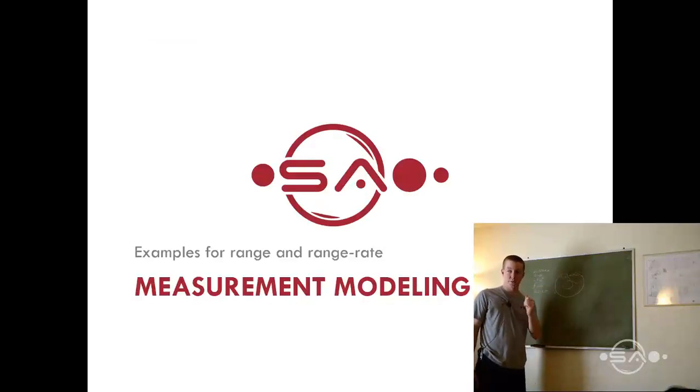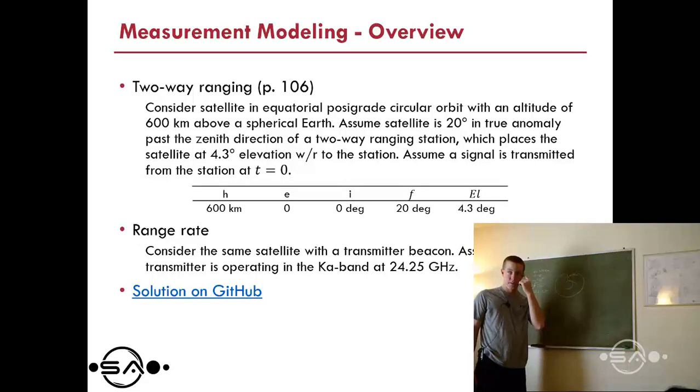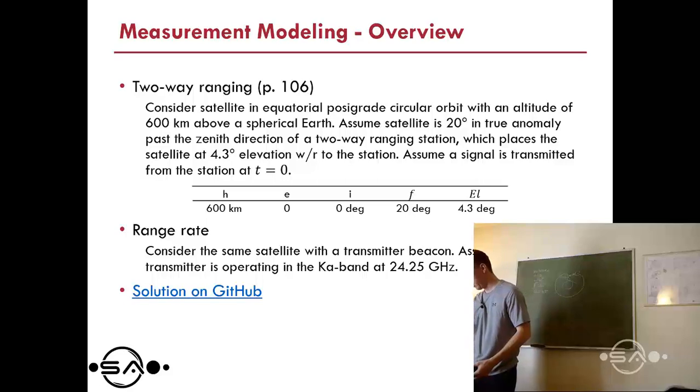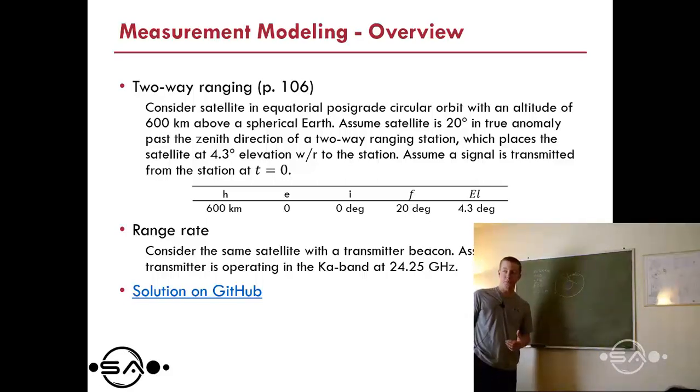The examples for range and range rate: we're going to cover two-way ranging so that we can cancel out the contributions of the atmosphere from the troposphere and the ionosphere. And then for the range rate, we're going to consider a transmitter beacon operating at 24.25 gigahertz. The code for the solution is in MATLAB. It's on GitHub. There are a few issues with the code right now that I'm working on, but I'll identify them to you in the problem, and you'll be able to implement the solutions on your own.